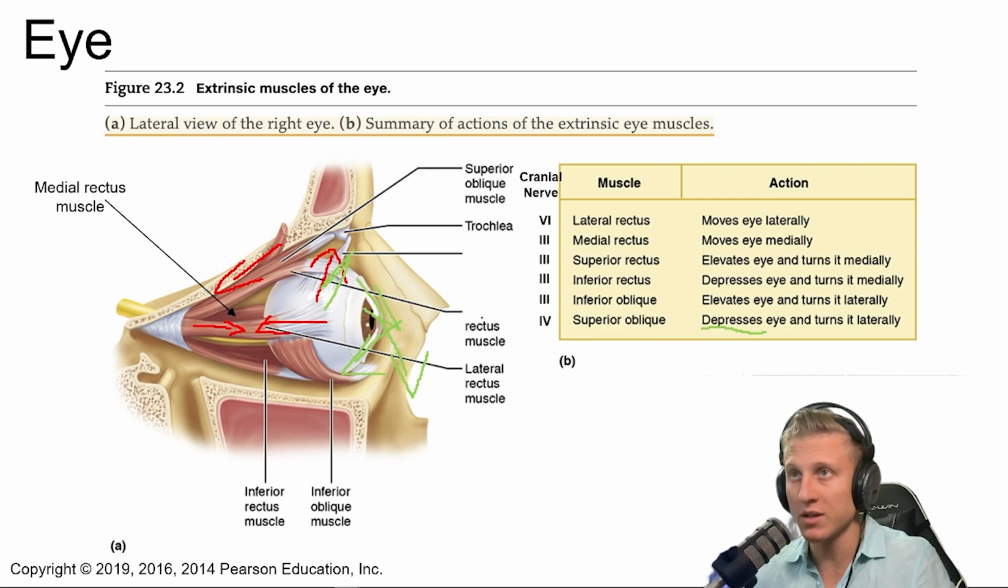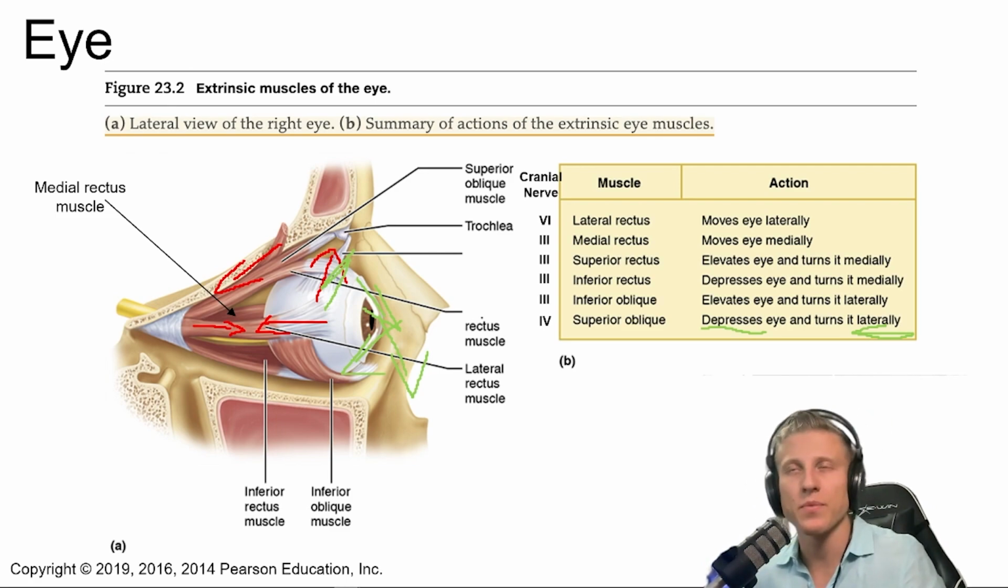Sorry, there's lots of lines getting added. And it's going to turn it laterally, right? It's going to turn it laterally because the attachment is to the lateral surface of the eye. So it's going to pull the eye outwards like that.